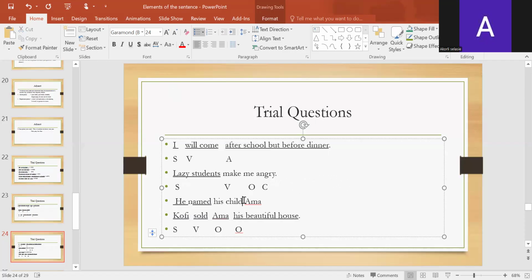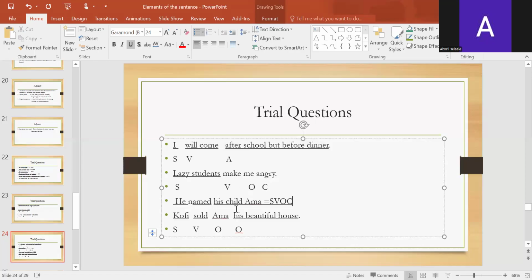He named his child Ama. So this one will be what? SVOC. He named his child Ama. Sorry, SVOC, not A. Similar to what we can see here. He named his child Ama.